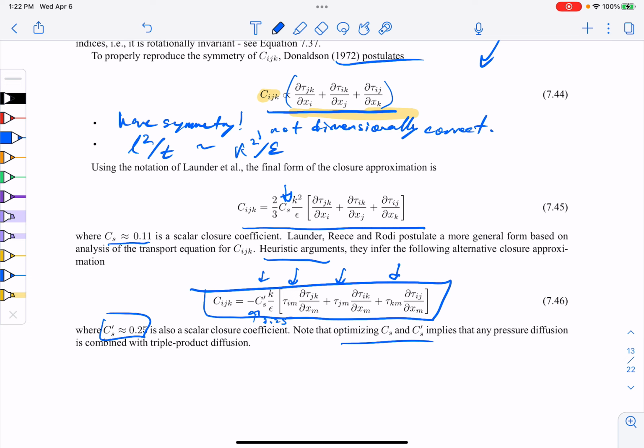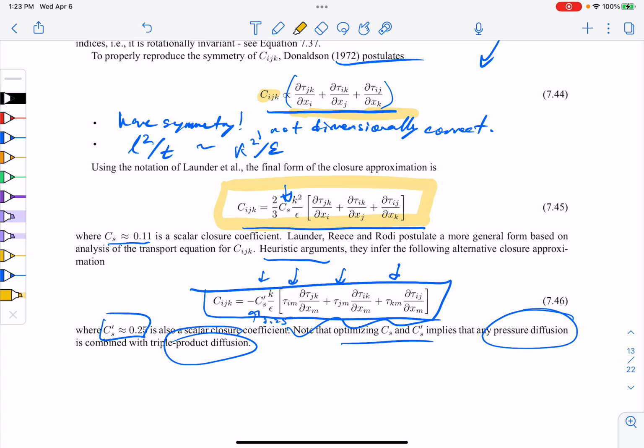And it does lump in all the models of, say, the triple correlation with the pressure diffusion term. So they aren't modeled independently. We just take everything on the right-hand side and model it as this one method. So this is probably the most popular and well-known type of closure, 7.45, which I think is preferred because it's a little bit mathematically simpler than 7.46.